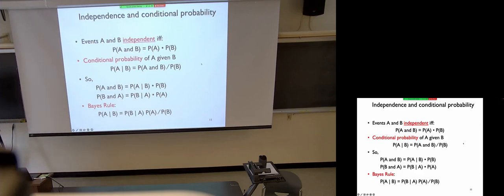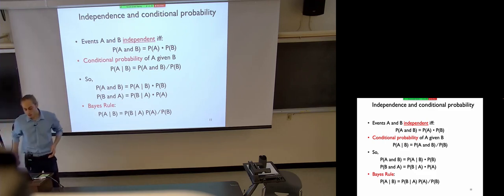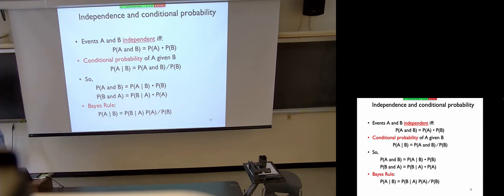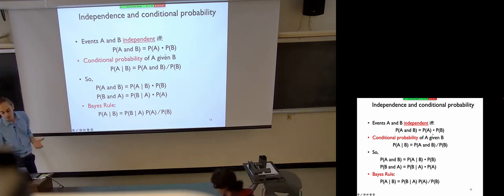I want to briefly review again, I hope you've seen this before, the concepts of independence and conditional probability. So here, what do we say about when two events are independent? They're independent if, and this is a definition, P of A and B is equal to P of A times P of B.